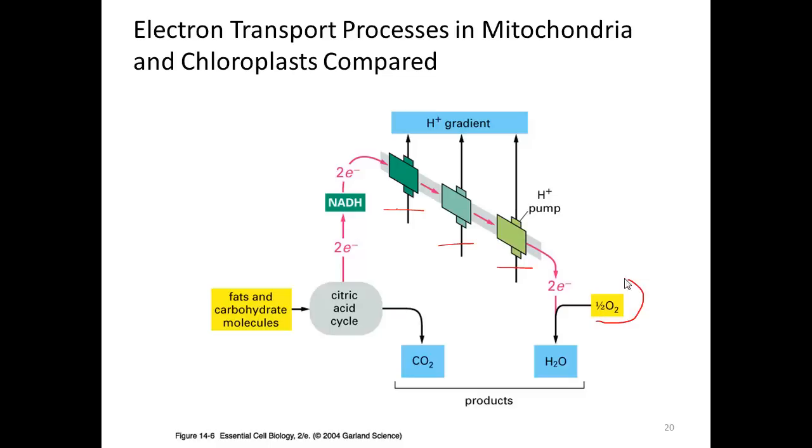Again, the inputs to respiration are the oxygen that we breathe and the food that we eat. The outputs, just as if we're burning organic material, are carbon dioxide and water.